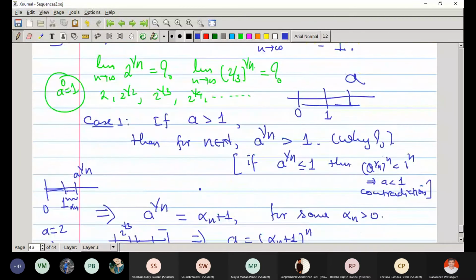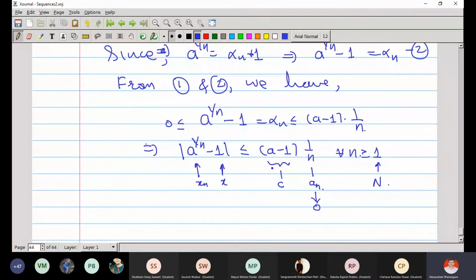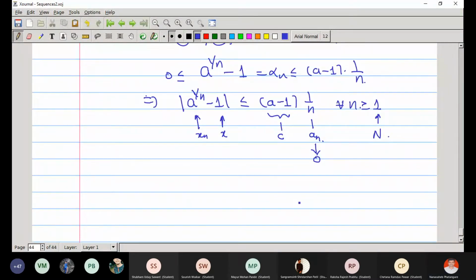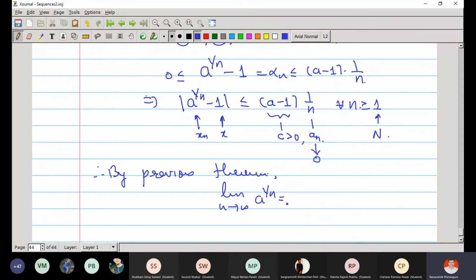Otherwise, when I say A greater than 1, then A minus 1 is some positive number. If suppose A is 100, then no problem, right? But certainly this is positive. Is it true? C is positive. A minus 1 is positive. Am I right? Yes, sir. So therefore, by the previous theorem, what can I say? Limit n tends to infinity, a raised to 1 by n is 1. Am I right?